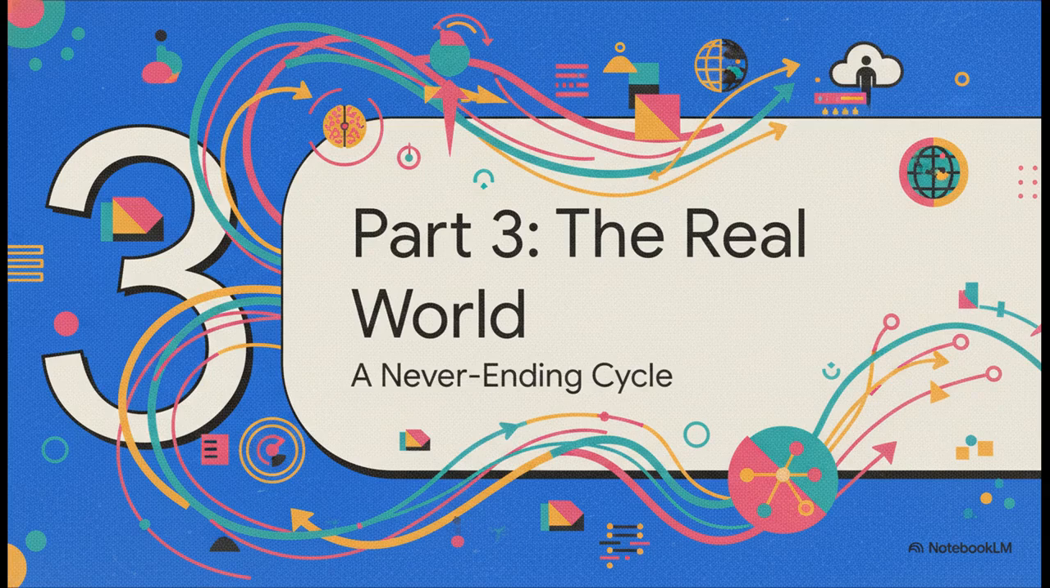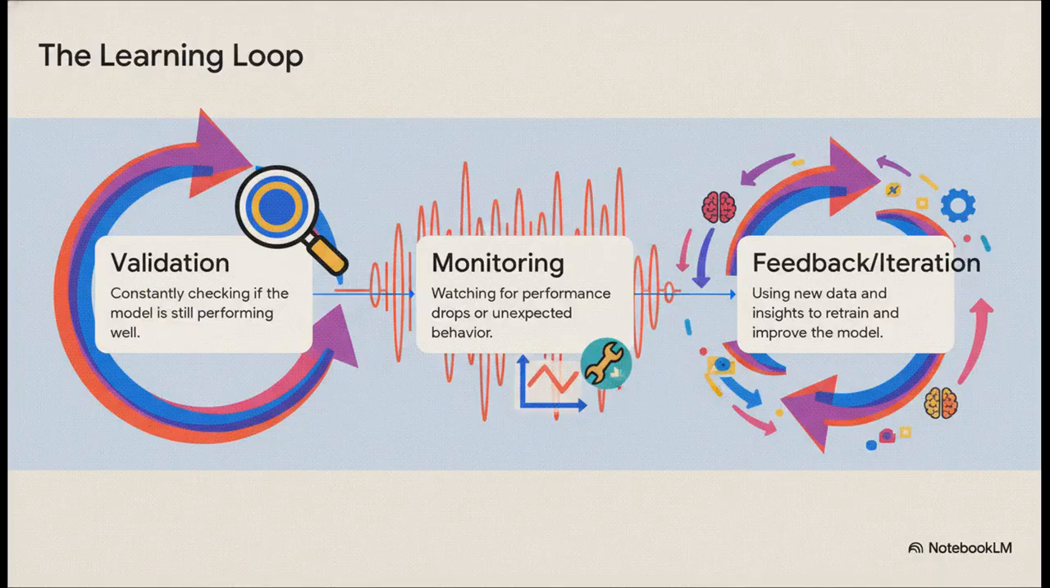Think about it. The world is always changing, right? New music, new traffic patterns, new everything. A truly smart model has to be able to change with it. And that brings us to this final, super important phase, a continuous learning loop. It starts with validation, just checking in to make sure the model is still doing a good job. Then, through monitoring, if we see something's off, like its predictions are getting a little less accurate, that kicks off the final step, feedback and iteration.